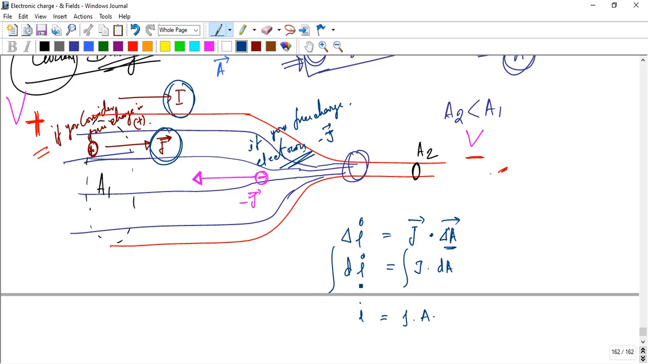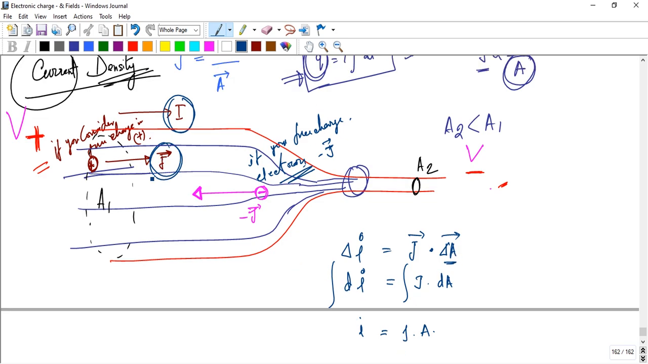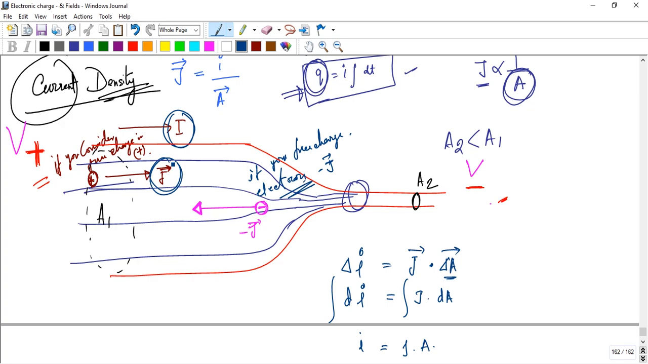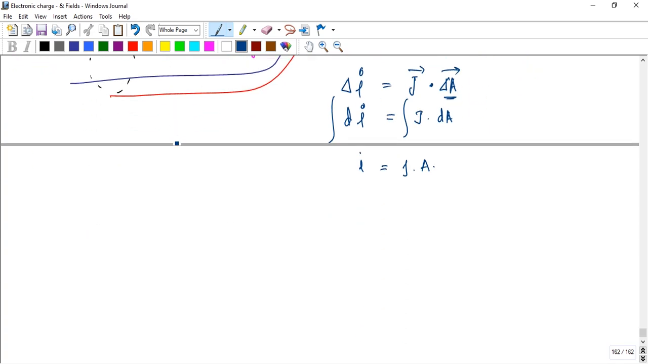That's very easy. But in physics, J is a vector quantity, and the J direction depends on which free charge you choose. If you choose a positive charge, a proton, the direction of current and the direction of current density are the same. If you choose the electron as the free charge, the current density direction is opposite to the current direction. That's a very basic concept of current density. Now the SI unit: J equals I by A, so the unit of current density is ampere per meter square.